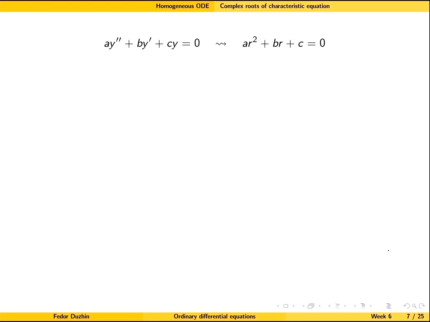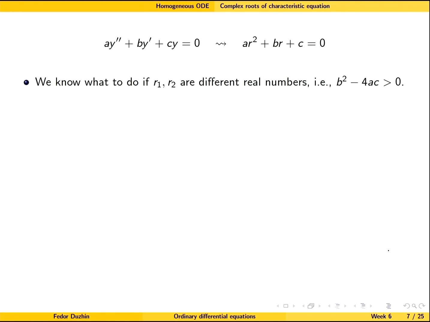So to solve a second order linear homogeneous differential equation with constant coefficients, in any case, we write down the characteristic equation first, right? And we try to solve the characteristic equation, and we have already covered the case of what happens if the roots of the characteristic equation are two different real numbers, right? It happens if and only if the discriminant of the characteristic equation is positive.